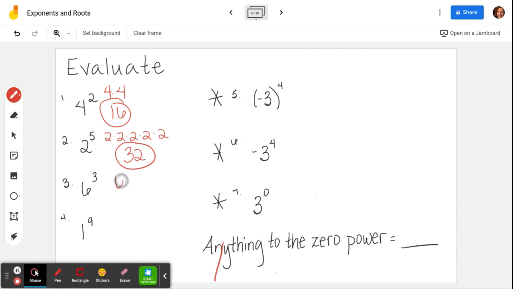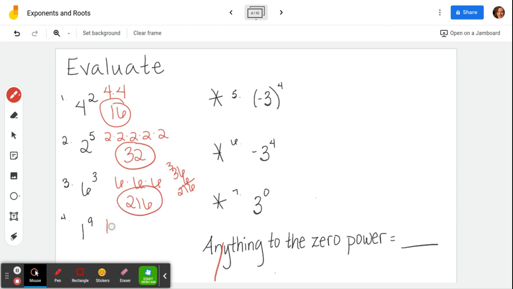6 to the 3rd, 6 times 6 times 6. I believe that's 216, but let's double check it. 6 times 6 is 36. If I do 36 times 6, yep, 216. When it's a 1, 1 to any power is still just going to be a 1.